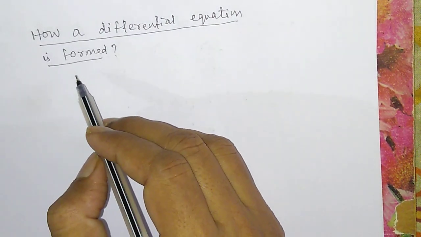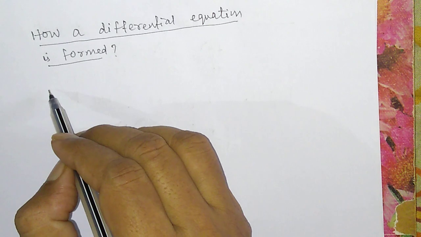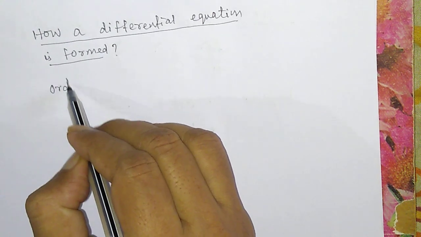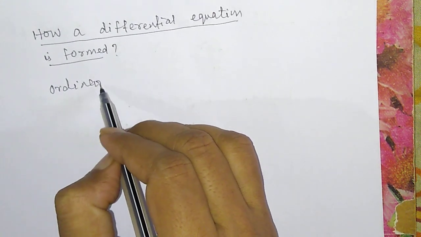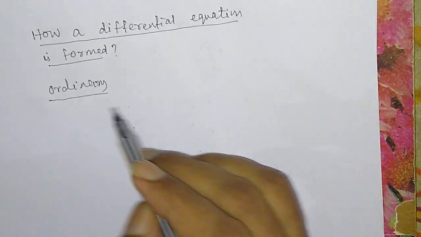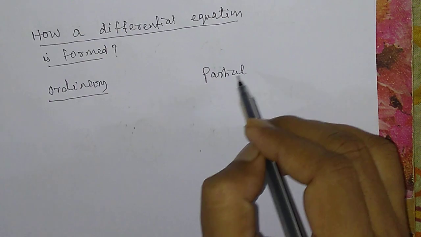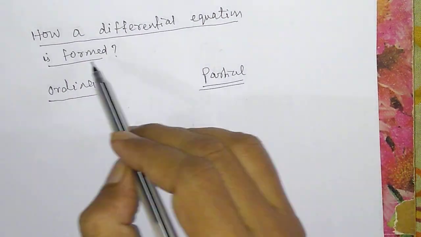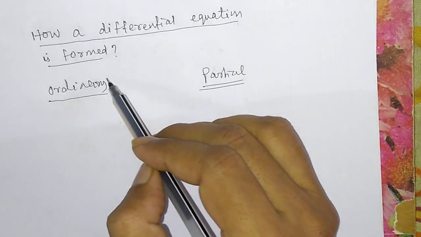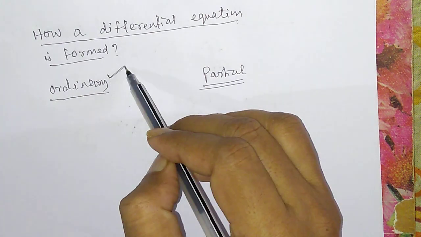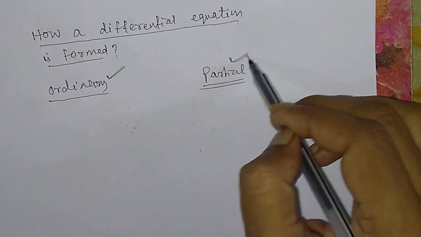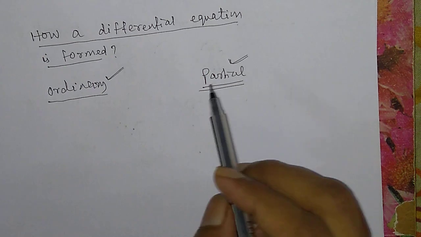There are two types of differential equation. We generally form two types of differential equation. One is the ordinary differential equation. The second is the partial differential equation. Remember, we generally form how many types of differential equation? Two types. One is the ordinary differential equation and the second one is the partial differential equation.